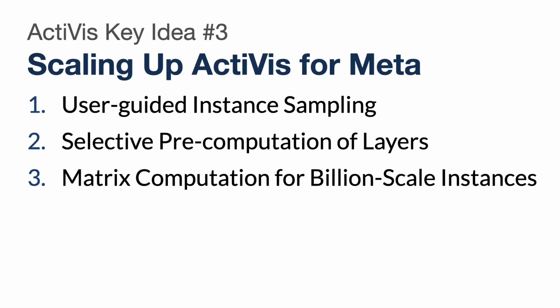The third challenge that Activis deals with is how to handle the scale of data that Meta is handling. And we accomplish that with three main ideas. One is what we call user-guided instance sampling. That means a user can provide preference for what kind of instances they may want to look at, so that we can do the pre-computation there. The second idea is the pre-computation of layers. As we mentioned before, not all layers are equally important, so the user can select what they want to pre-compute, and we can do that beforehand. And thirdly, we do a lot of the matrix computation through Meta's platform, so that we can handle these billion-scale instances.